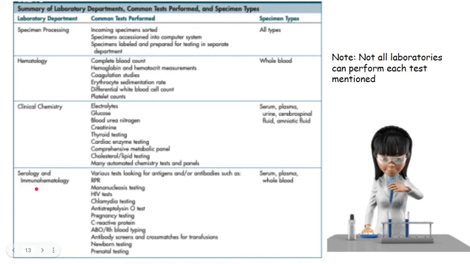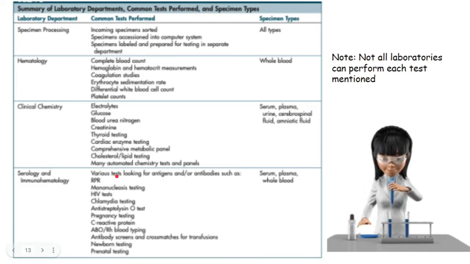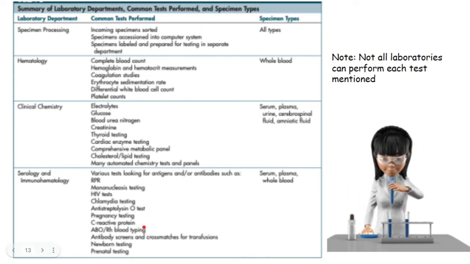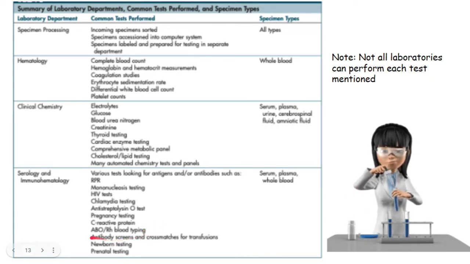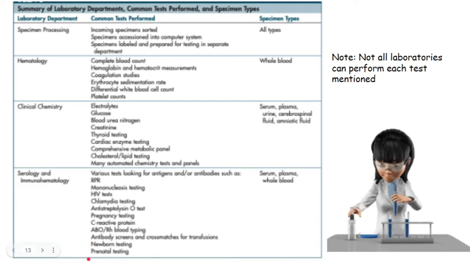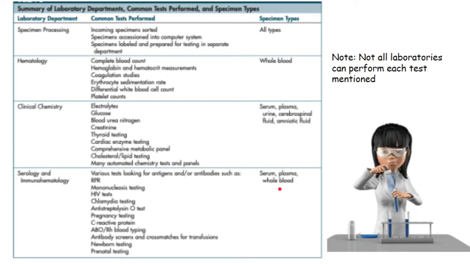Next is serology and immunohematology. We can test here for various tests looking for antigens and antibodies, such as RPR, mononucleosis testing, and HIV. HIV screening and testing are in the serology and immunohematology section. Chlamydia, anti-streptolysin O, and pregnancy test can be under serology and immunohematology. CRP, ABO-Rh blood typing, antibody screen and cross-matching for blood transfusion, newborn testing, and prenatal testing can all be under serology and immunohematology. The acceptable specimen types for this department are serum, plasma, or whole blood.